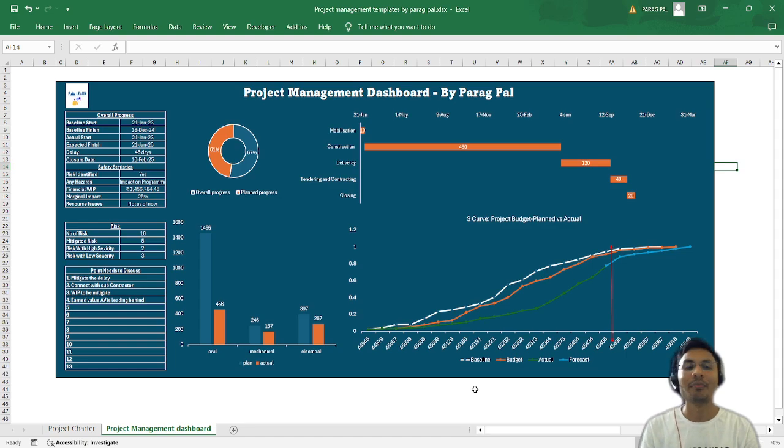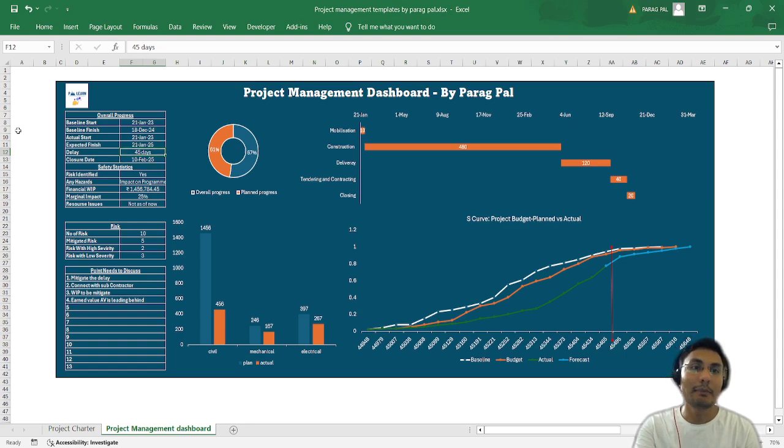So let's get started. I have created this dashboard by considering some requirements of project management. As you can see, this dashboard defines the overall progress. It defines the baseline start, when you are supposed to finish the project at the planned stage, and then with respect to the actual scenario, when you exactly started your project, and what your expected finish date is. What is the delay in the duration? Like 45 days your project is going to be delayed. And what is your closure date?